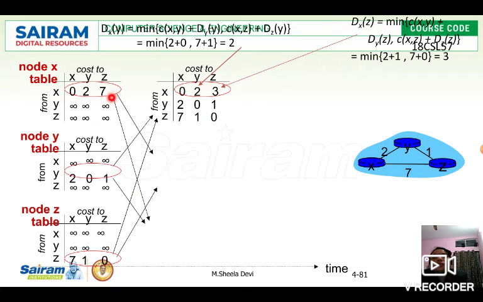So instead of going directly to z, it finds that if it goes through y to z, then the cost is only 3. So it updates it. Since the cost 3 is lesser than the value which it has in its routing table previously, it updates it. Then it will also get the information from z. If any changes are required, it will update, otherwise it will keep it.